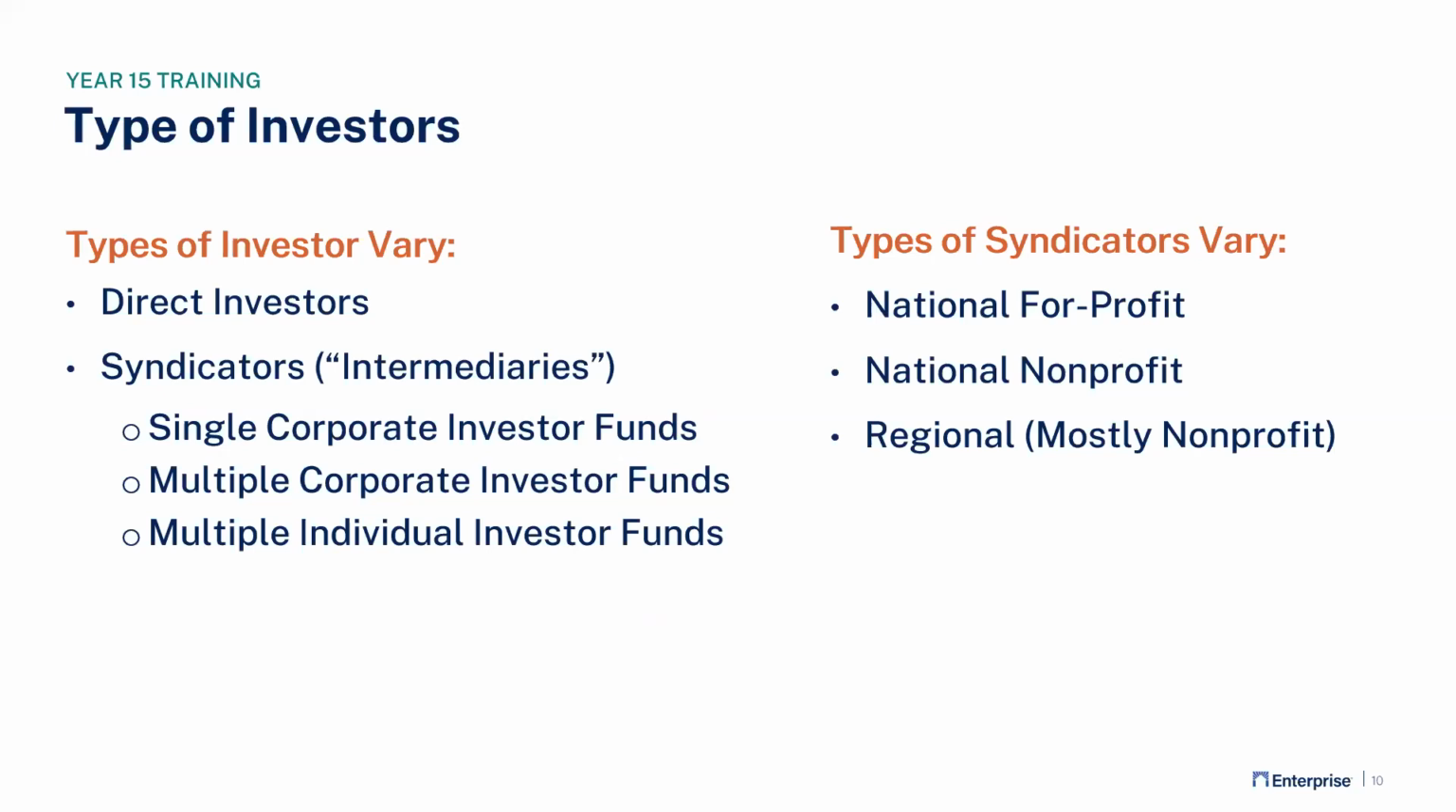Several different types of investors. Sometimes we have direct investors, or you may have a direct investor. Enterprise is an intermediary or a syndicator, if you will. We have single corporate investor funds. We have multiple corporate investor funds, and we also have multiple individual investor funds. And the types of syndicators across the country vary. We have national nonprofits and national for-profits, and we also have regional, typically nonprofit syndicators.